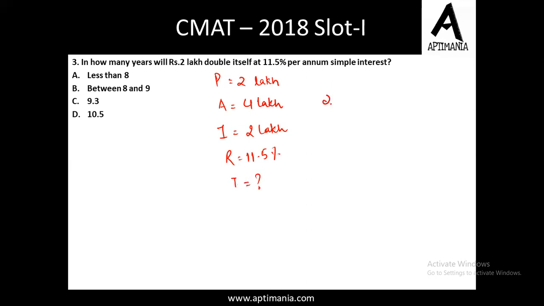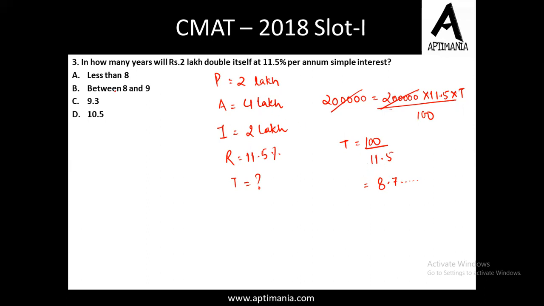As we know, the formula for SI is principal into rate into time upon 100. So SI, that is 2 lakh, is equal to principal into 11.5 into T upon 100. So this 2 lakh and 2 lakh will get cancelled out. T equals 100 upon 11.5. If we solve this 100 upon 11.5, we'll get a value of 8.7 something, so this will be 8.7 approx.